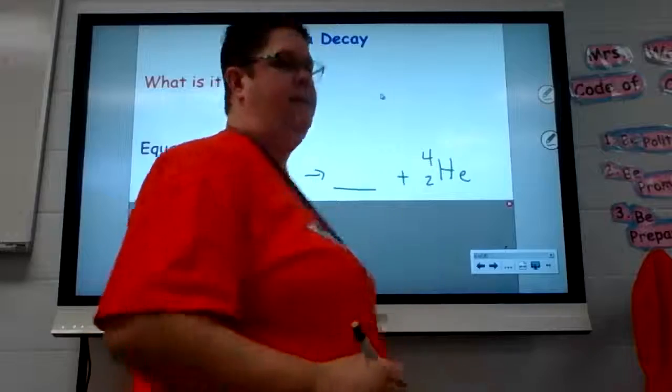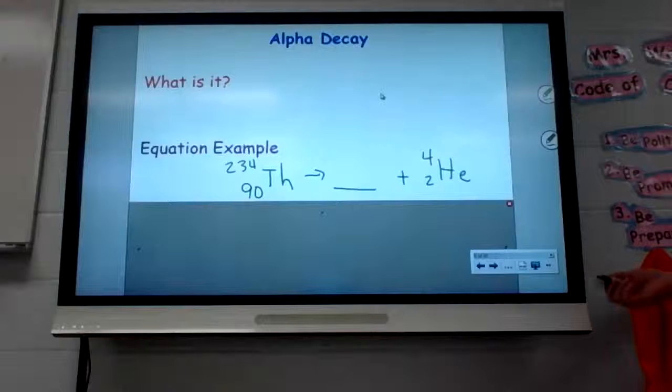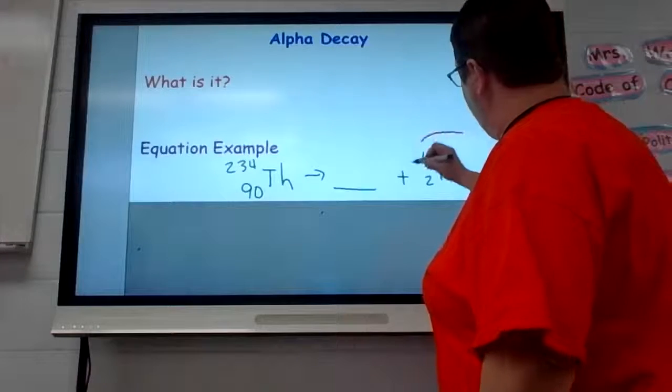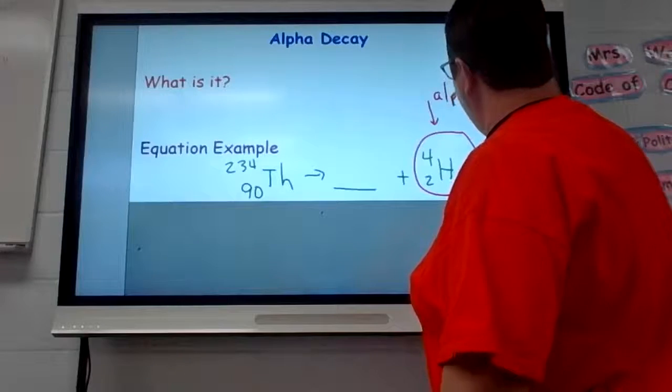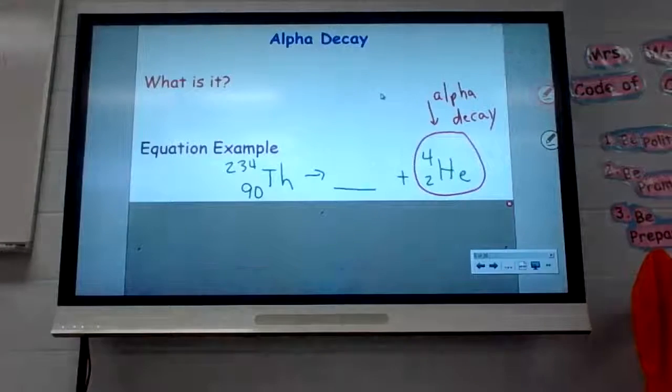Now, the first thing that I would say to you is, how are you going to know if they ask you what kind of decay it is on the exam? How are you going to know that's alpha decay? That's right. So when you look at this, you see how it says HE right there? That tells you that it's alpha decay. Because it has the HE with the 4 and the 2 on it. That's what tells you it's alpha decay. Is everybody with me on that?